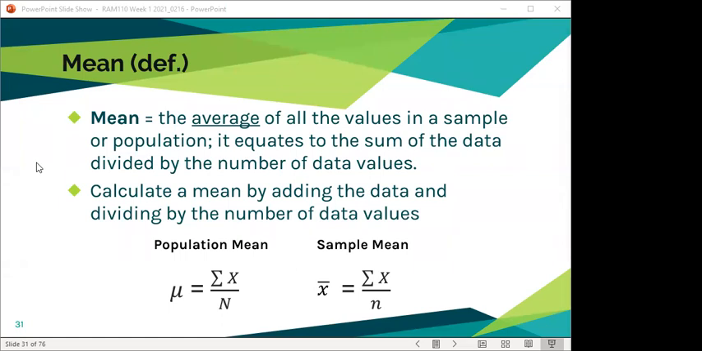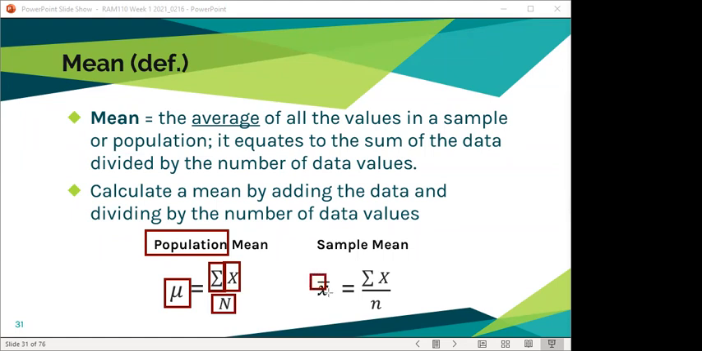All right, first, the mean is the average of all the values in a sample or population. It equates to the sum of the data divided by the number of data values. You calculate the mean by adding the data up, dividing by the number of values. And the notation for that is simply mu, this Greek letter mu. That's for population mean. This is the Greek letter sigma, and then X stands for data. All right, so sum the data, and then capital N is the number of data values. That's for the population mean.